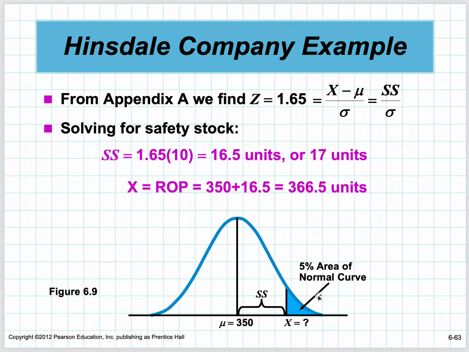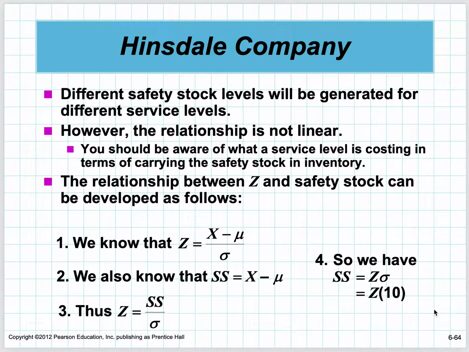Why not just go for 100%? Well, the normal distribution goes off to infinity. So to get 100%, it would cost you a lot of money. Most people try to go to 98 or 99%. Different safety stock levels will generate different service levels. The relationship is not linear. You should be aware that service level is costing in terms of carrying the safety stock in excess inventory.